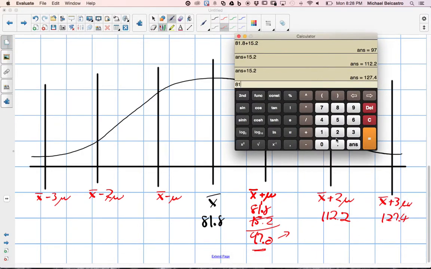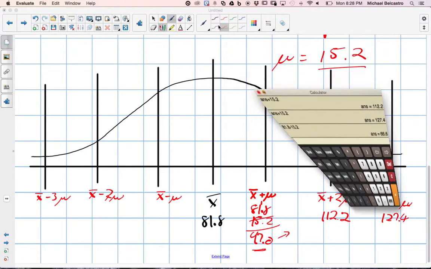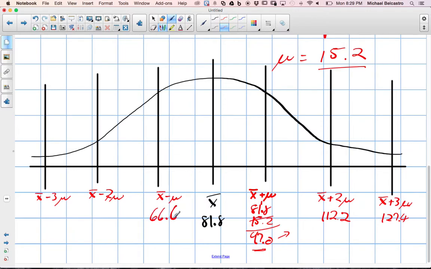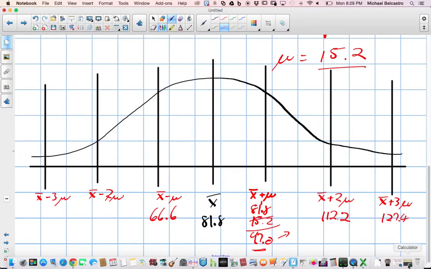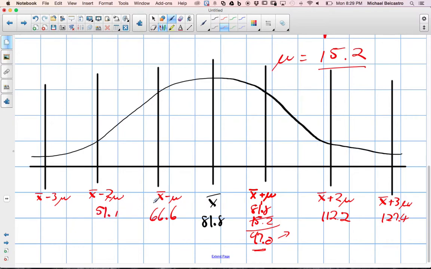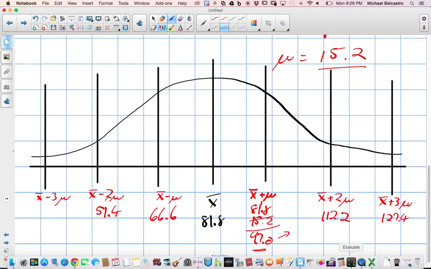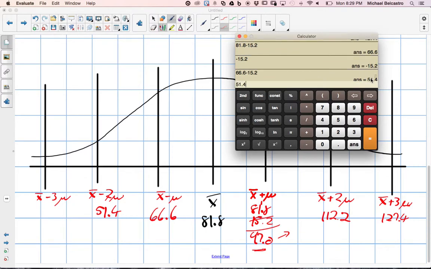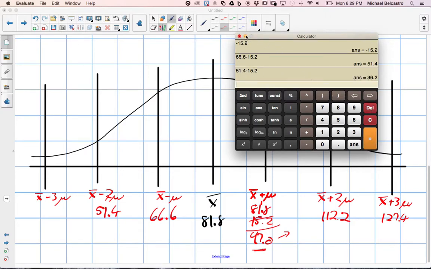So we had 81.8, subtract 15.2, 66.6, okay, so 66.6. And then we can just take that value, same idea, and subtract again. Minus 15.2. There we go. 51.4. And then finally, same idea, minus that number. 36.2. Okay.